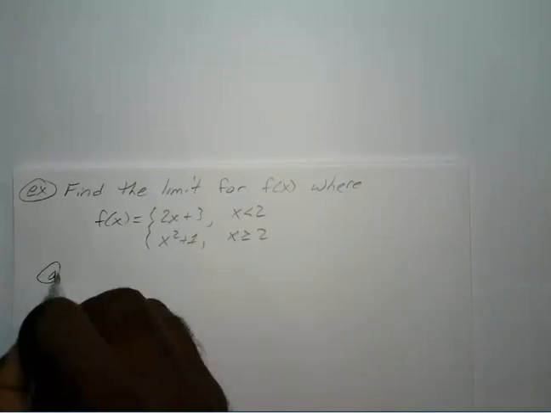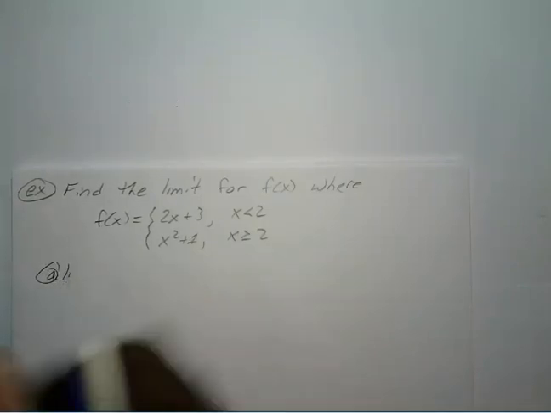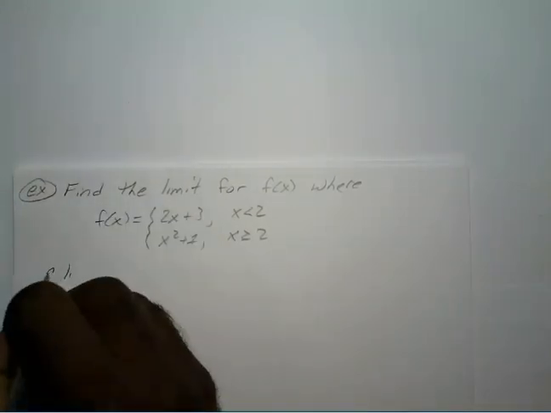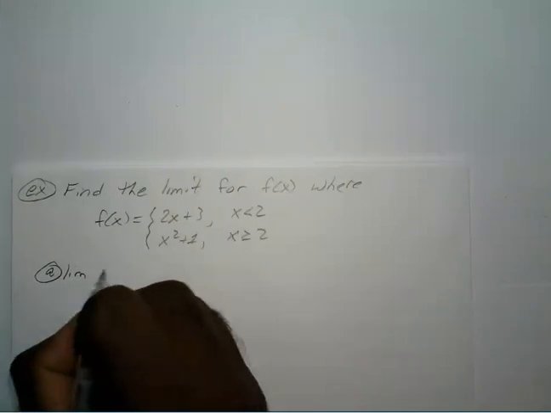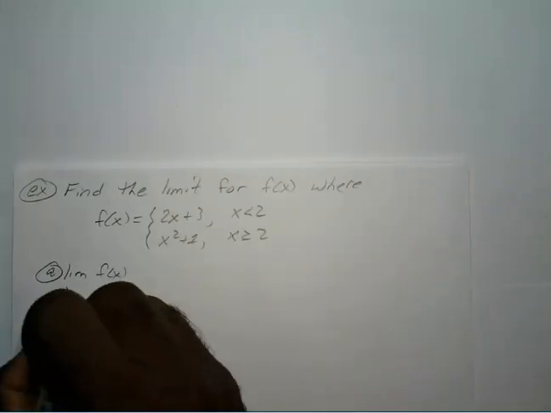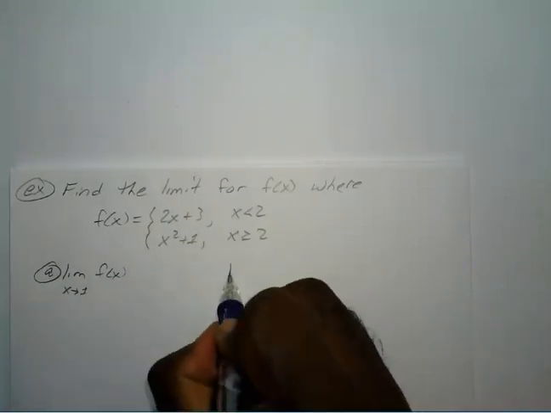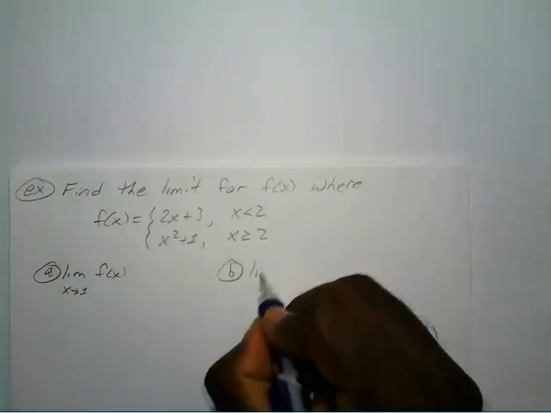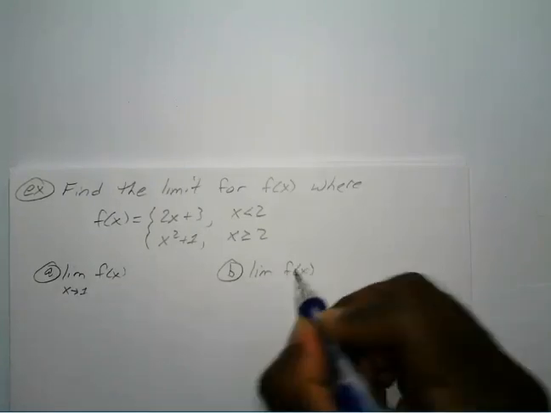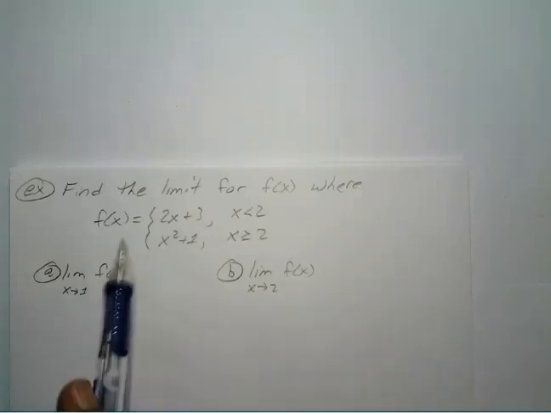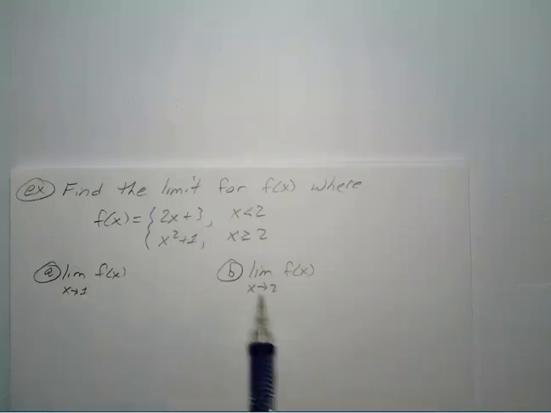Say for problem A, you want to find the limit of f of x as x approaches 1. And let's say for B, the limit of f of x as x approaches 2. Okay, so given that this is our f of x, we want to find the limit of f of x as x approaches 1 and the limit of f of x as x approaches 2.